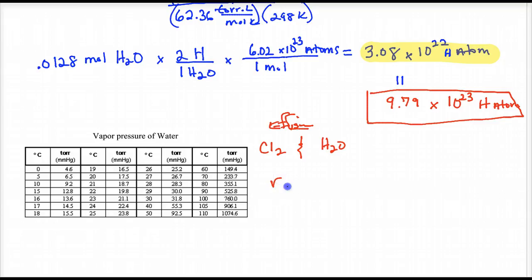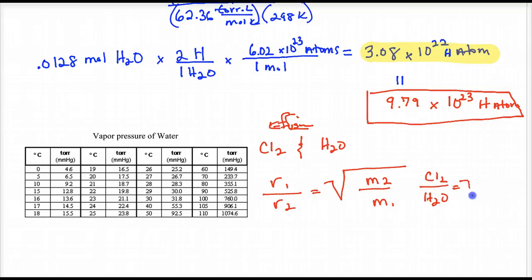The rate of one gas over the rate of the second gas, the rate of effusing or diffusing into the room, is equal to the square root of the inverse of its mass. M1, M2. Notice these are inverse. So if I plug this in, Cl2 over H2O equals, okay, what's the mass of water? 18, right? And Cl2 is 70.